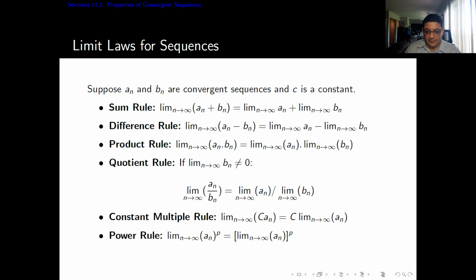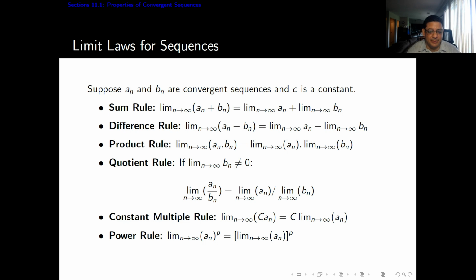Similarly with the difference, the limit of the difference of the two sequences is just going to be the difference between the limits. A similar thing happens with the product: the limit of the product of two sequences is going to be the product of the limits. Now, for the quotient, we have the same thing, but we have to make sure first that the limit of the denominator is not zero. So if we have the limit of a_n over b_n, we have to make sure that the limit as n goes to infinity of b_n is not zero.